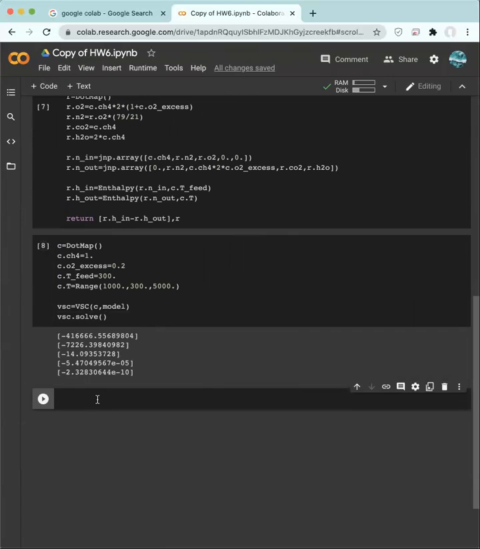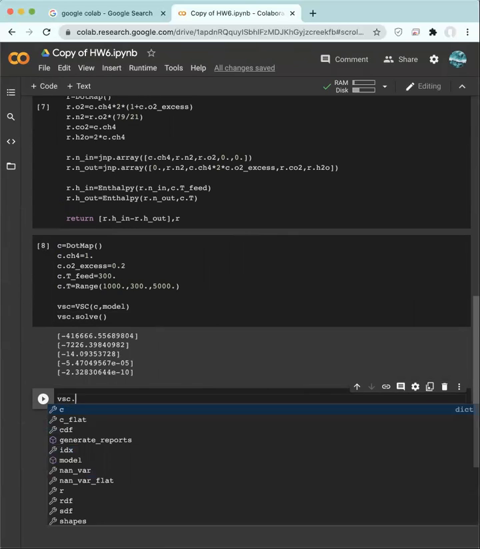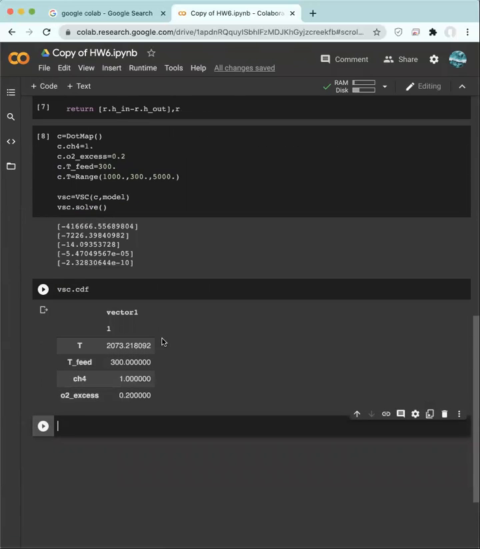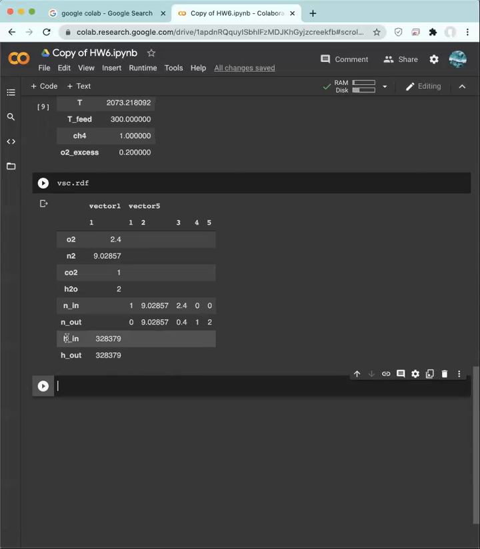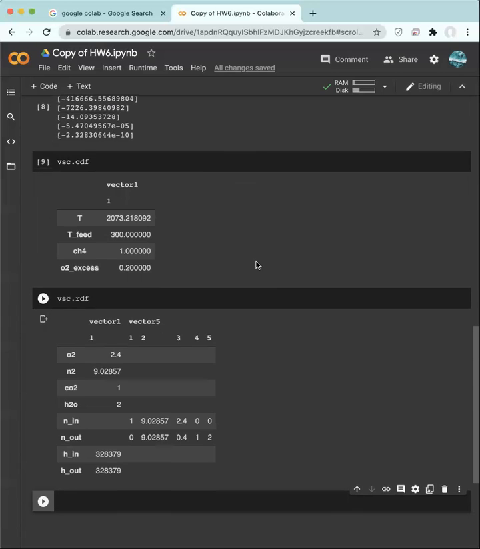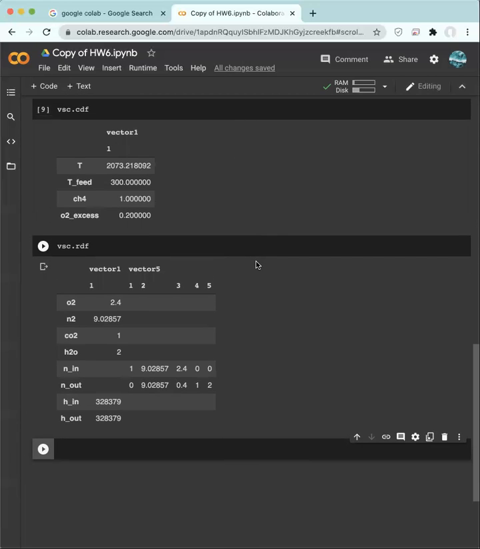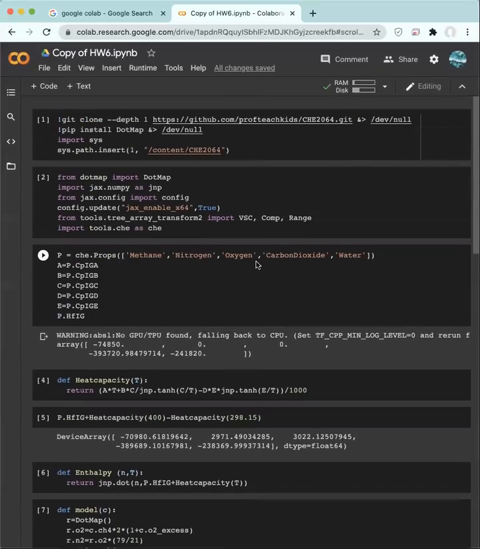Looks pretty good. And then if we do VSC dot CDF, this should give us our answer. So this is our answer right here: 2073 degrees Kelvin. And then if we want to make sure that the enthalpy going in and the enthalpy going out are equal, we can do VSC dot RDF. And as you can see, the H in and H out are equal. So that means that the enthalpy coming in and the enthalpy coming out are equal, and that means that the total enthalpy would be 0. And that is what we want in an adiabatic system.